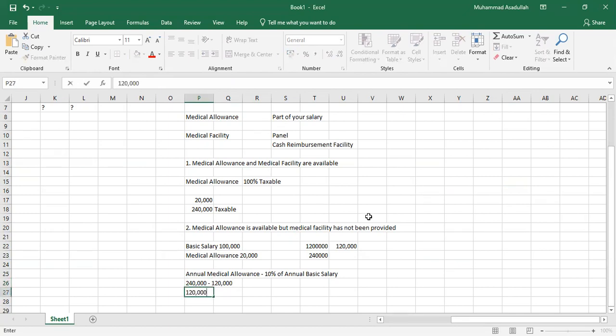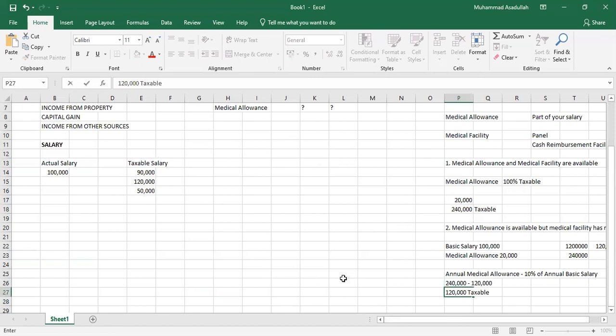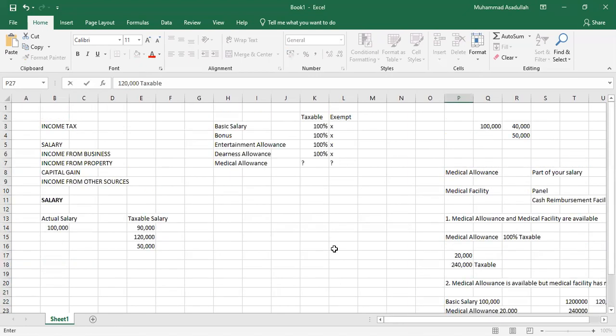the value will be 1,20,000 rupees taxable. Now, what I have discussed is that in your actual salary, the value of medical allowance is 2,40,000. But under the head of taxable salary, the value of medical allowance is 1,20,000 rupees. So this is different now. Let's calculate taxation, just calculate taxable salary.